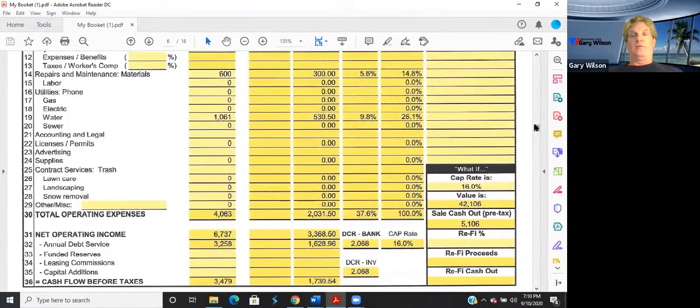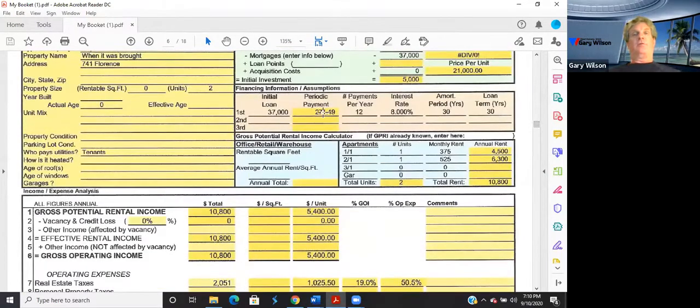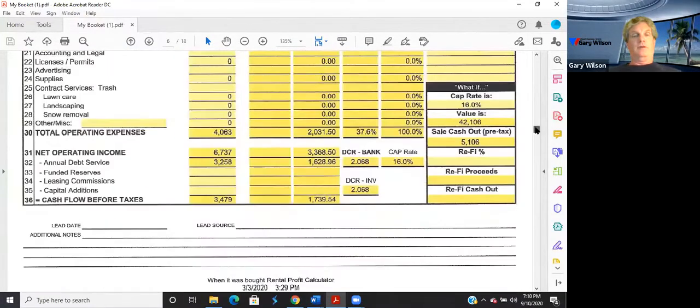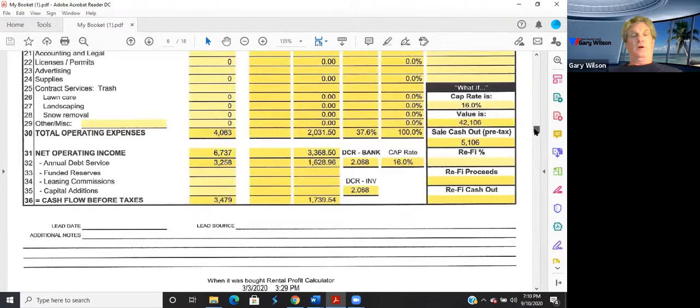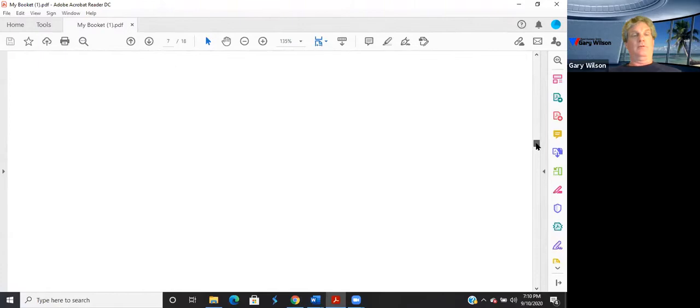Right? In other words, if you took this figure up here, $271.49, multiplied times 12, you would get $32.58. So what I want to do is, we always use this when we gather the financial data. What I'm going to show you now is a summary, okay? Let's go to the part where I actually sold this property.